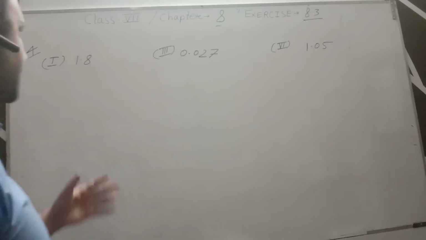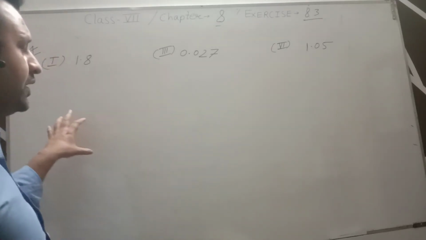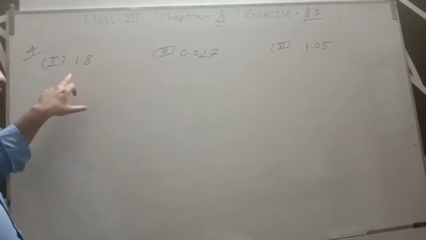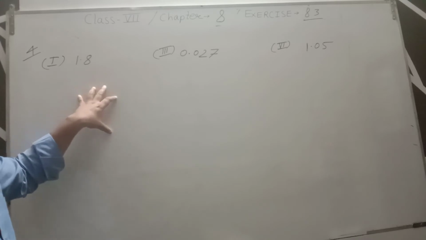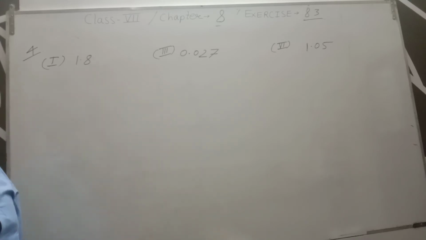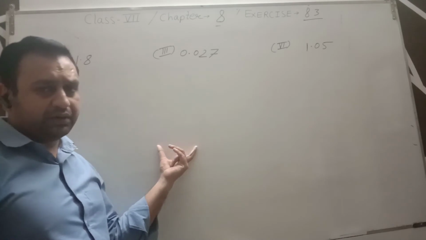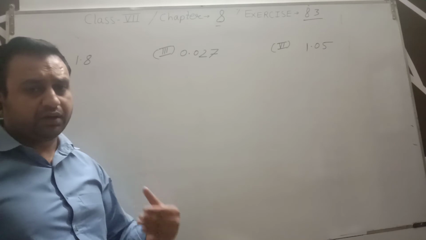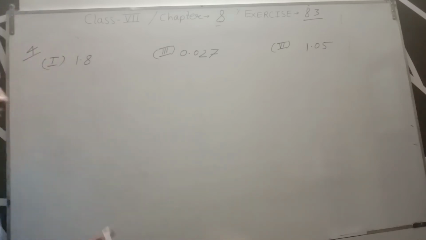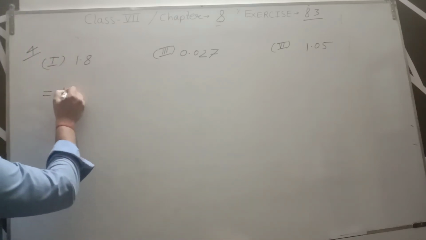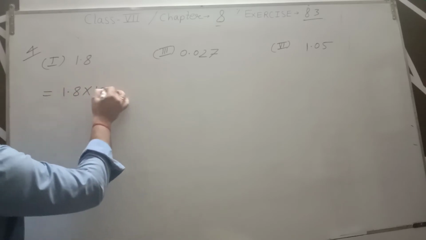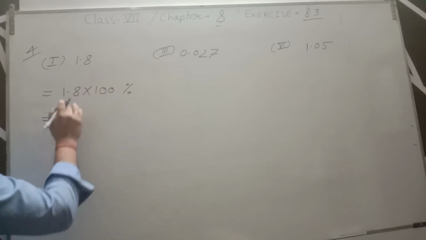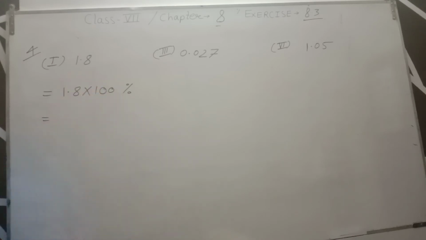Okay students, now we discuss question number 4. In question number 4, we have to convert decimals into percentages. To convert into a percentage, we multiply by 100. That means to remove the percentage sign, we note down 100 in the denominator, and to apply the percentage sign, we note down 100 in the numerator. It means multiply by 100. So 1.8 multiplied by 100 and the percentage sign. Because it contains 2 zeros, the decimal will be shifted 2 places to the right.